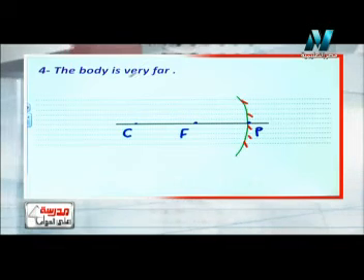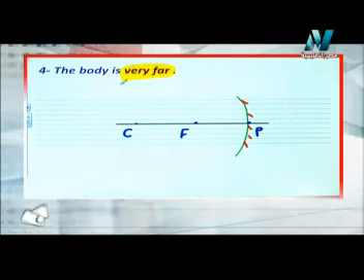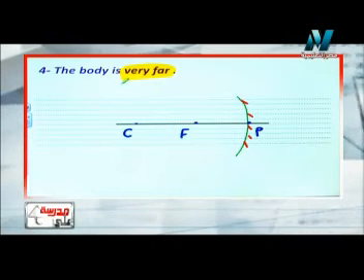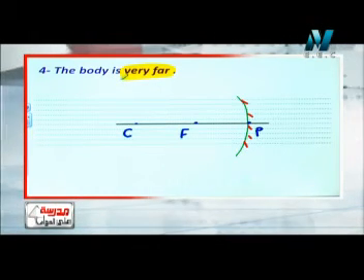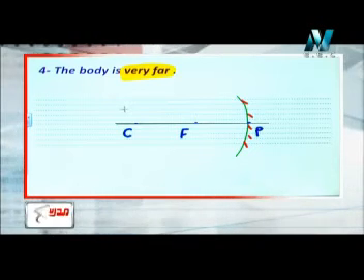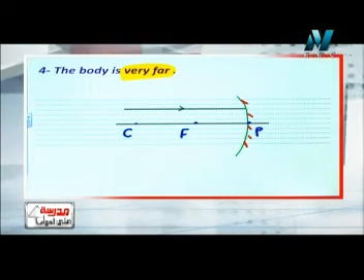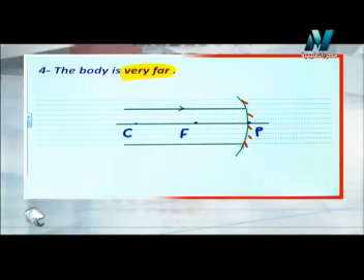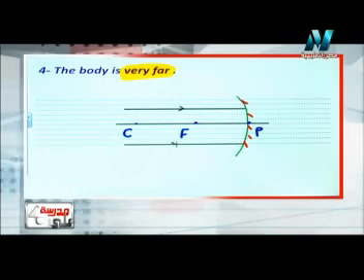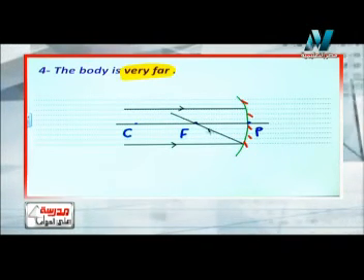The object is very far. What does very far mean? We can't draw the object, as with sun rays. In this case we can draw two light rays like that. The two light rays will reflect, as you see, number 1 like that and number 2 like that.